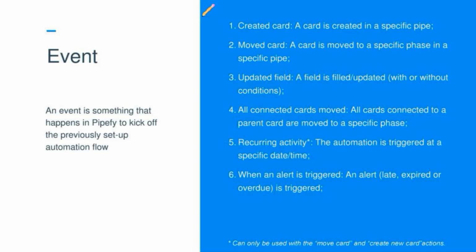Number 4, all connected cards moved, which means that the automation is only triggered when all cards connected to a parent card are moved to a specific phase. Recurring activity, the automation is triggered at a specific date and time. This specific event can only be used with the move card and create new card actions. And the 6th is when an alert is triggered. So it means that the automation is triggered whenever an alert, late, expired, or overdue is triggered.